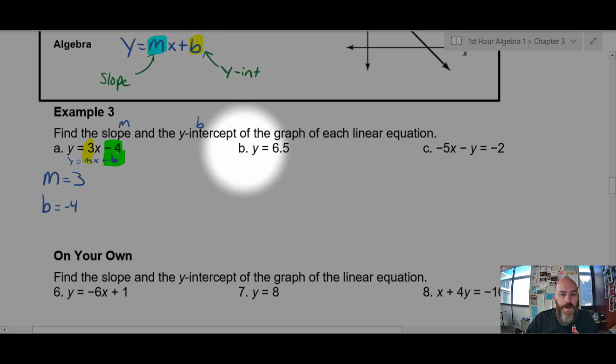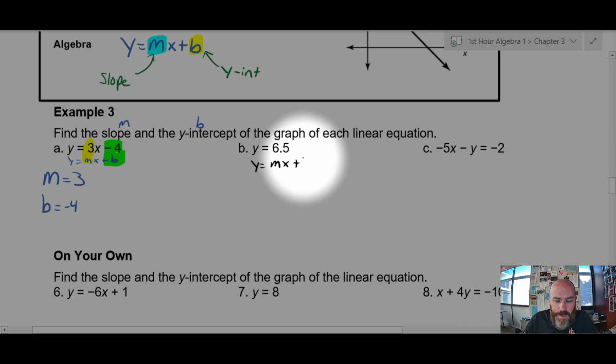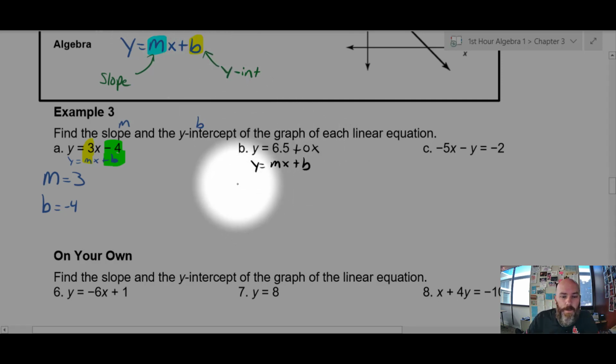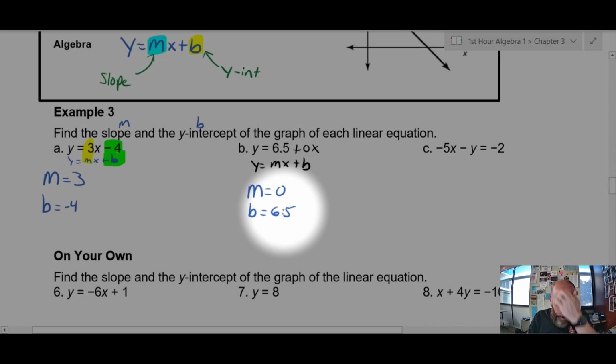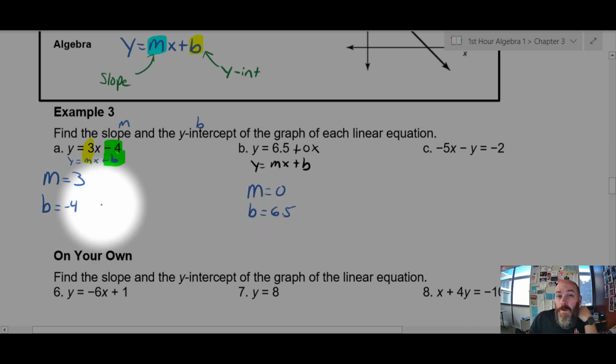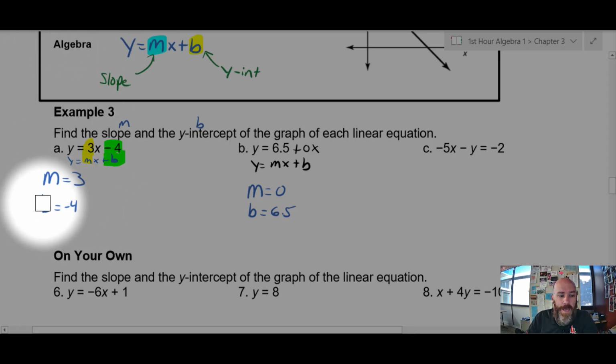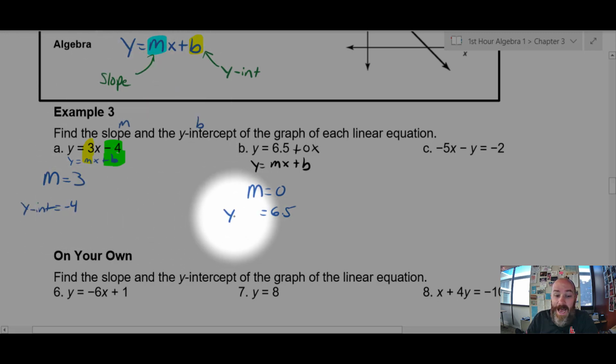In part b, if I write y equals mx plus b, you'll notice that y equals 6.5 is missing an x, which means it really had a 0 in front of the x, because it magically disappeared when you multiply by 0. So in this question, I would say that my slope is 0 and my intercept is the 6.5. That's my y-intercept. Now I can write the b. I don't know if we do it online, it might say y-intercept equals -4 instead of b. So maybe it's a good habit right now, instead of just writing b, to also think of it as the y-intercept. I'm okay with either one on a quiz, y-intercept or b.